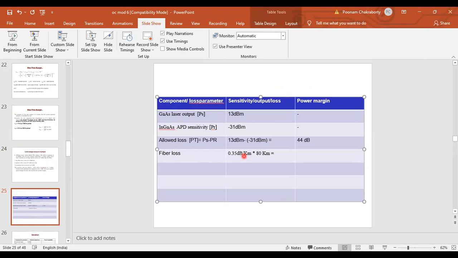So how much I get? Just see. 0.35 dB per kilometer into 80 kilometer. How much it comes? Just calculate quickly. कितना आता है? .35 into 80, how much you are getting? Kilometer cancel हो गया. So how much you are getting? 28. I have 28 dB.